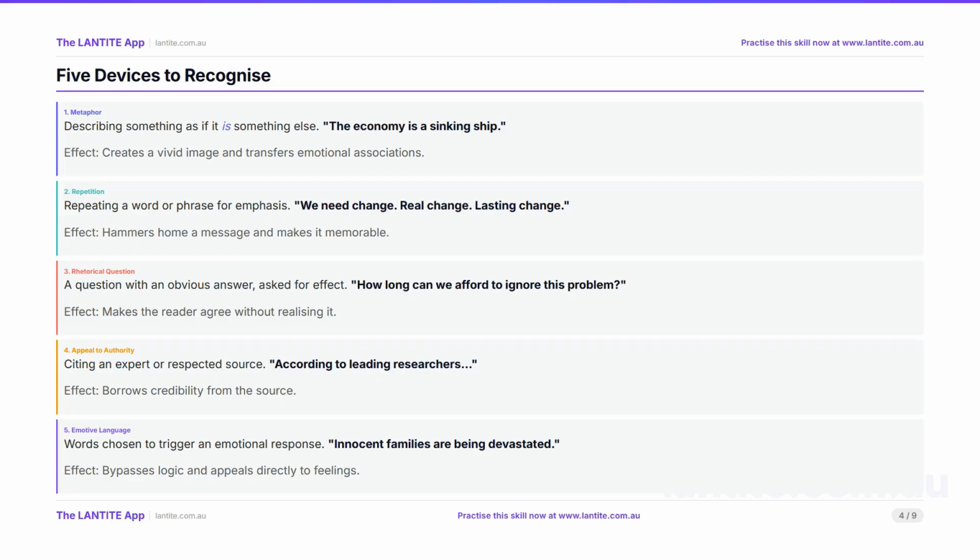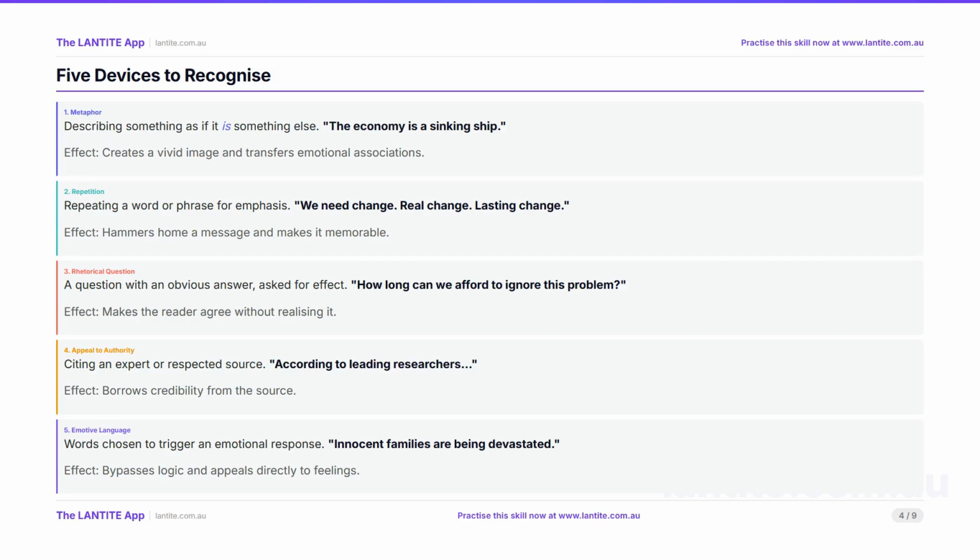Let us go through the 5 devices one by one. First, metaphor. This is when you describe something as if it is something else. The economy is a sinking ship. The economy is not literally a ship, but the image creates feelings of danger and urgency. Second, repetition. Repeating a word or phrase for emphasis. We need change, real change, lasting change. The word change is hammered home until it sticks.